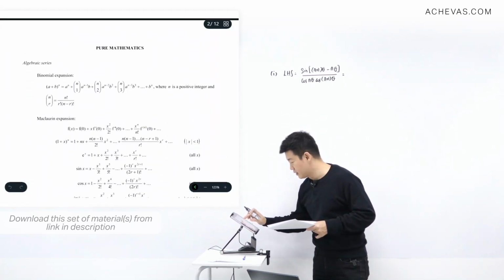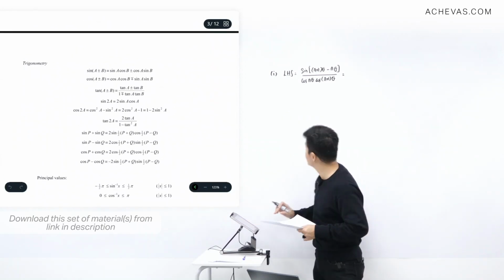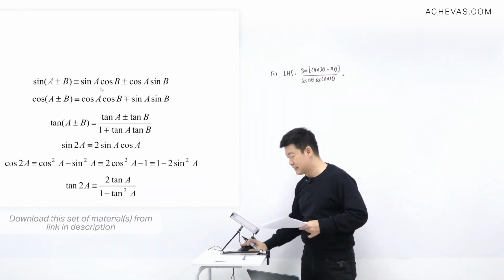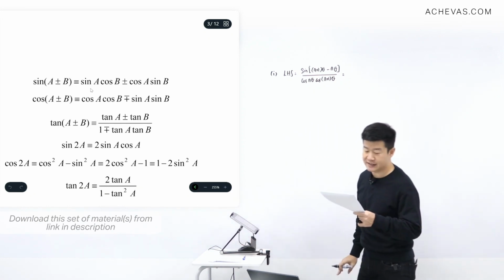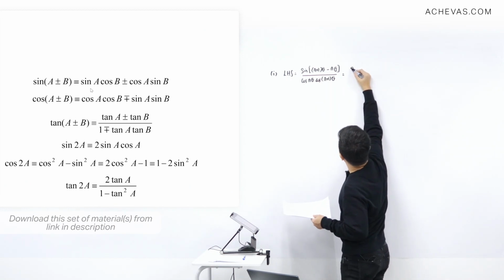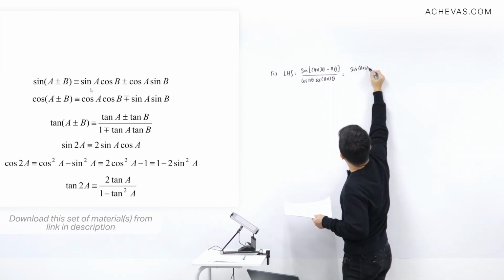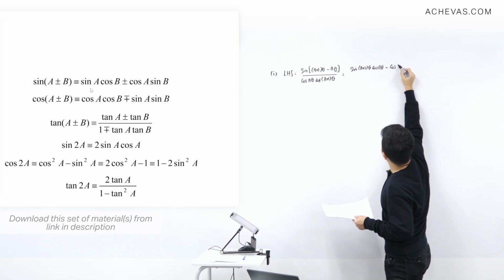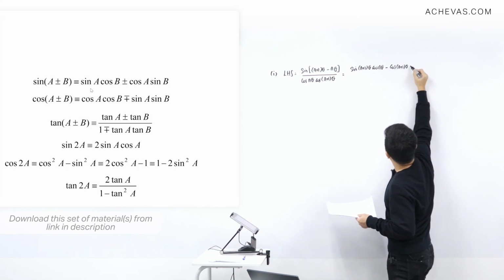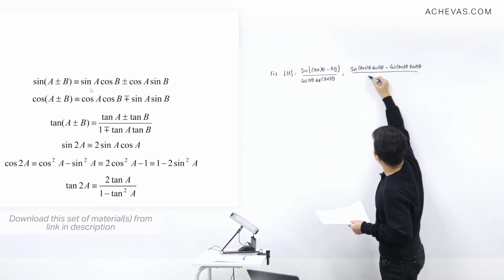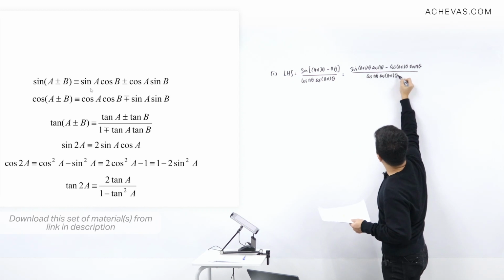In MF26, let's see which trigonometric identity we can make use of. We have sine A minus B, so I'm going to be making use of this. Sine A minus B is equal to sine A cosine B minus cosine A sine B. So for the numerator, let's try to rewrite this. It is going to be sine (m plus 1)theta cosine n theta, minus away cosine of the first angle, which is this, then sine of the second angle, which is this. This is going to be divided by the same denominator, cosine n theta cosine (m plus 1)theta.